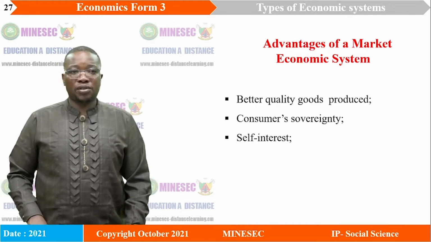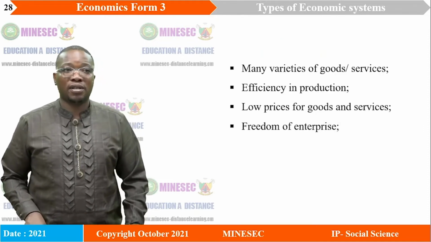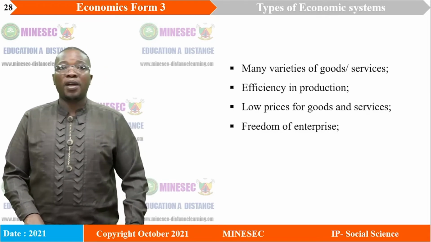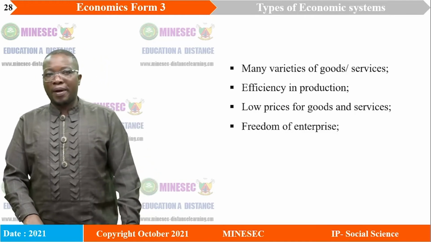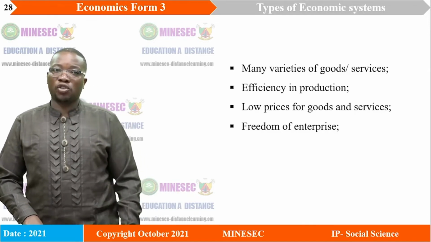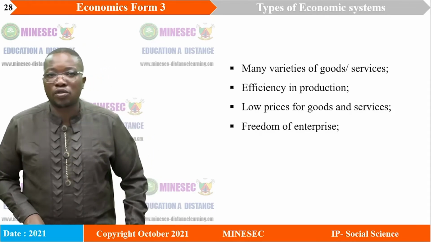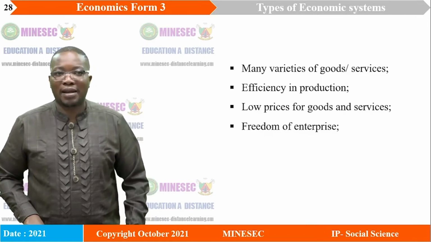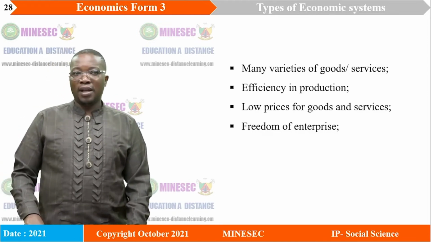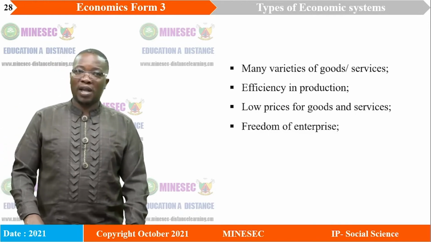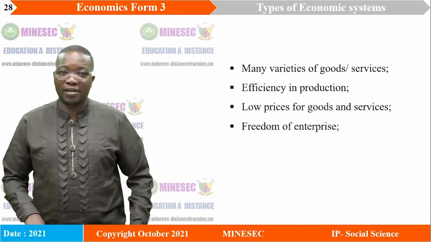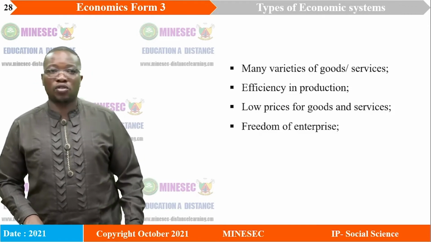In this type of an economic system also, we will observe that there is self-interest, which is advantageous to the business or to any business owner in this type of an economic system. Also, there are many varieties of goods and services that are produced, many varieties that consumers can make choices between, hence resulting in an improvement of their living standards. Also, there will be efficiency in production in this type of an economic system, and we will benefit from low prices for the goods and services that are produced because of competition. Also, competition will cause these producers to lower prices so as to gain customers.